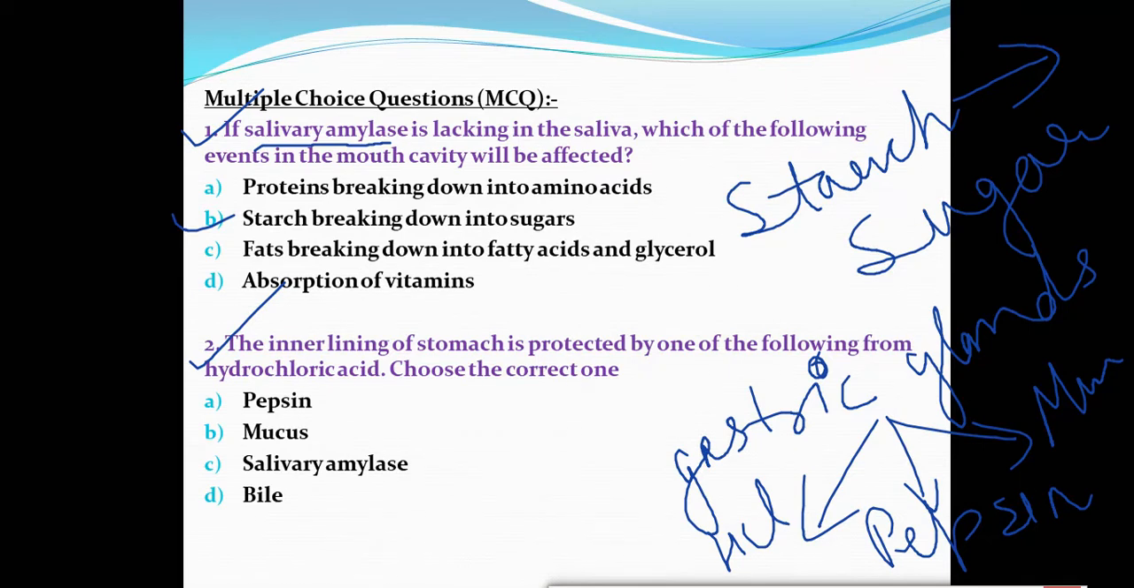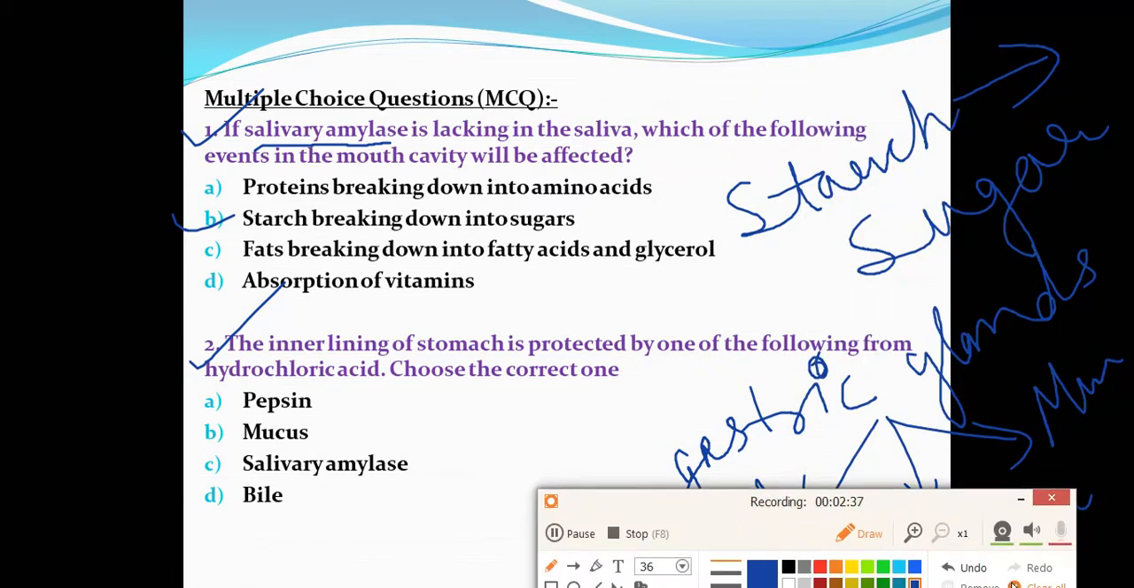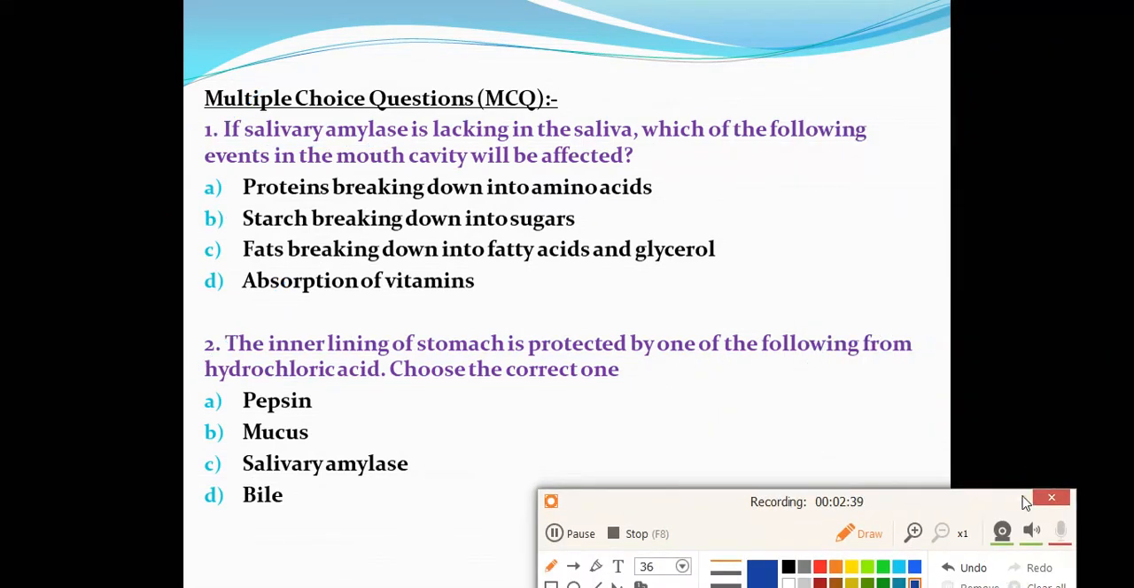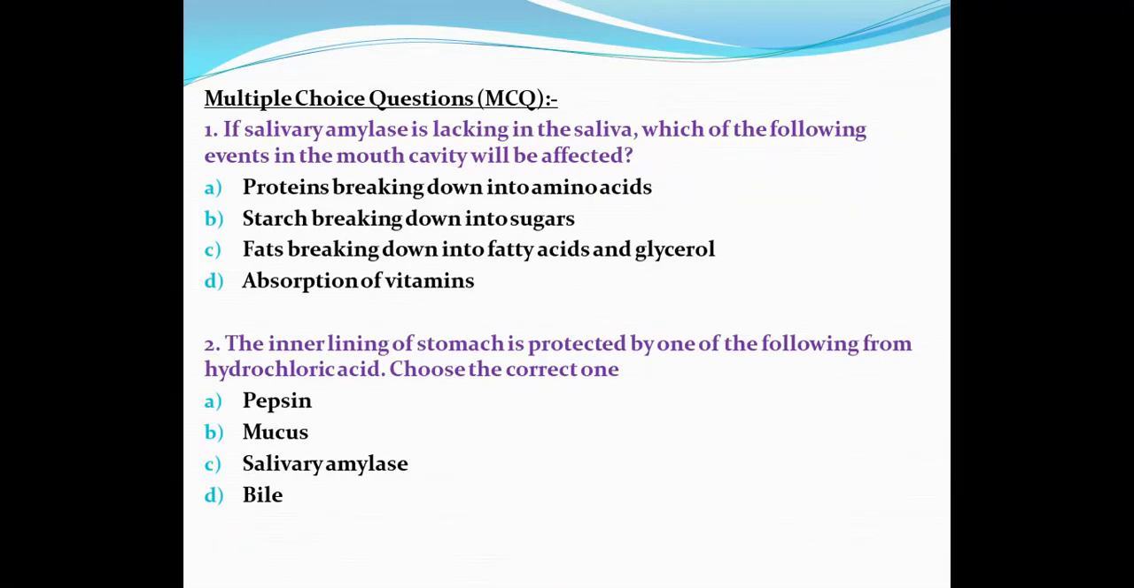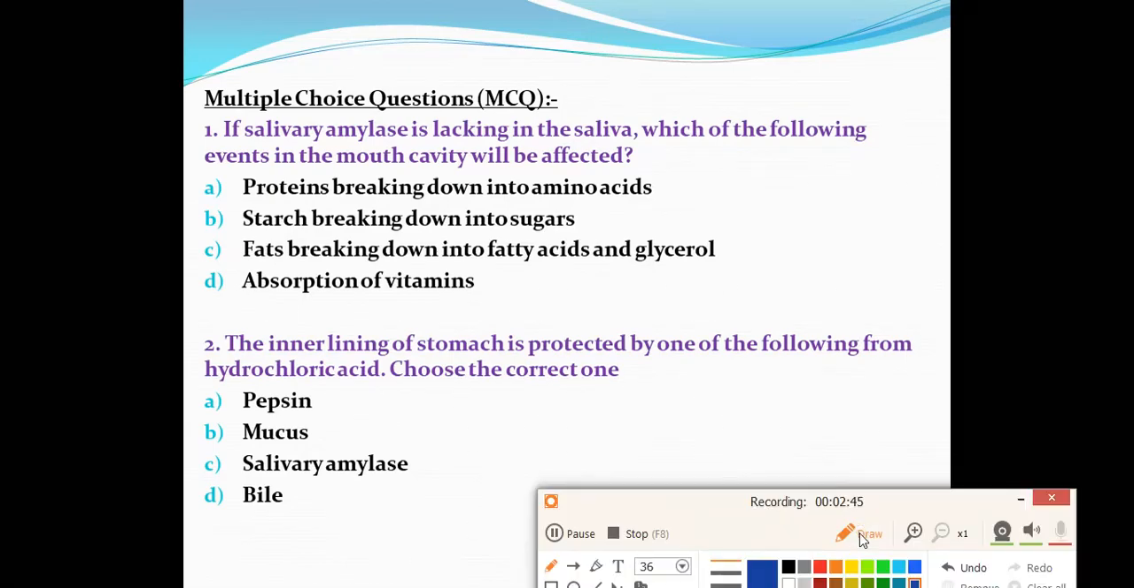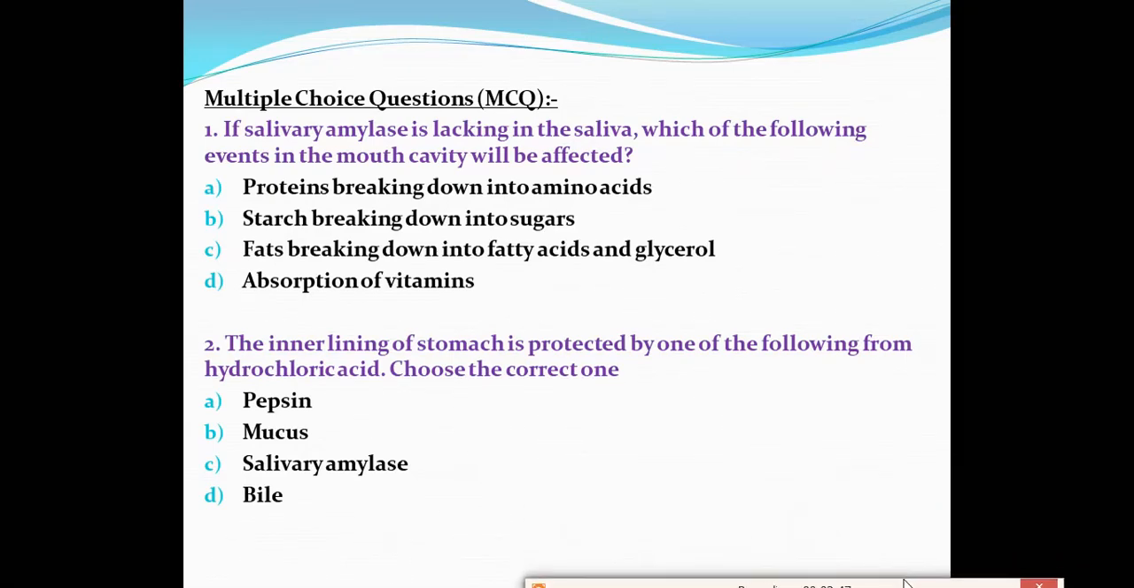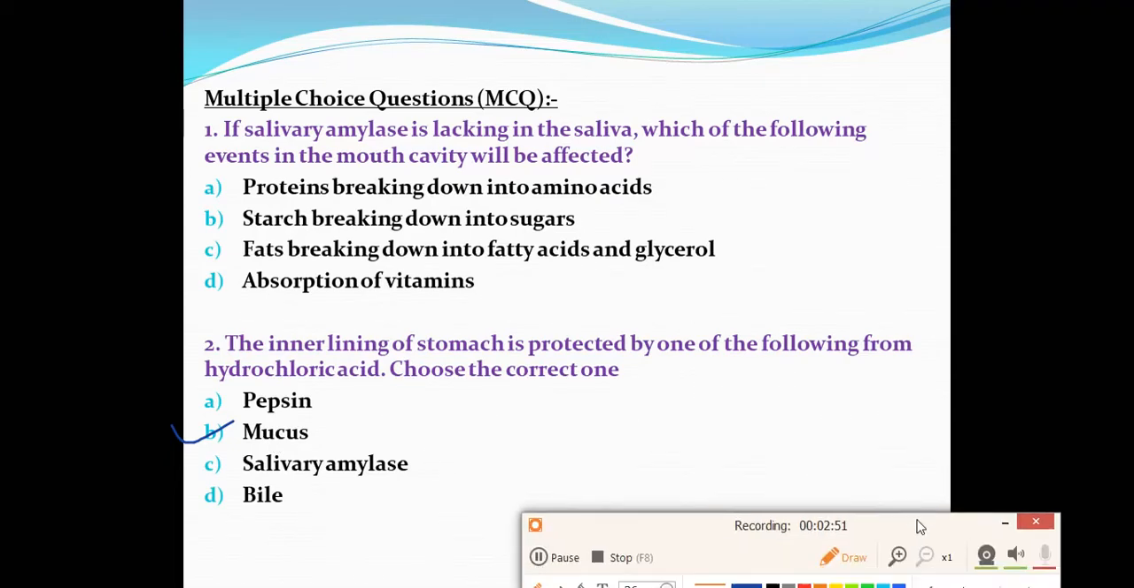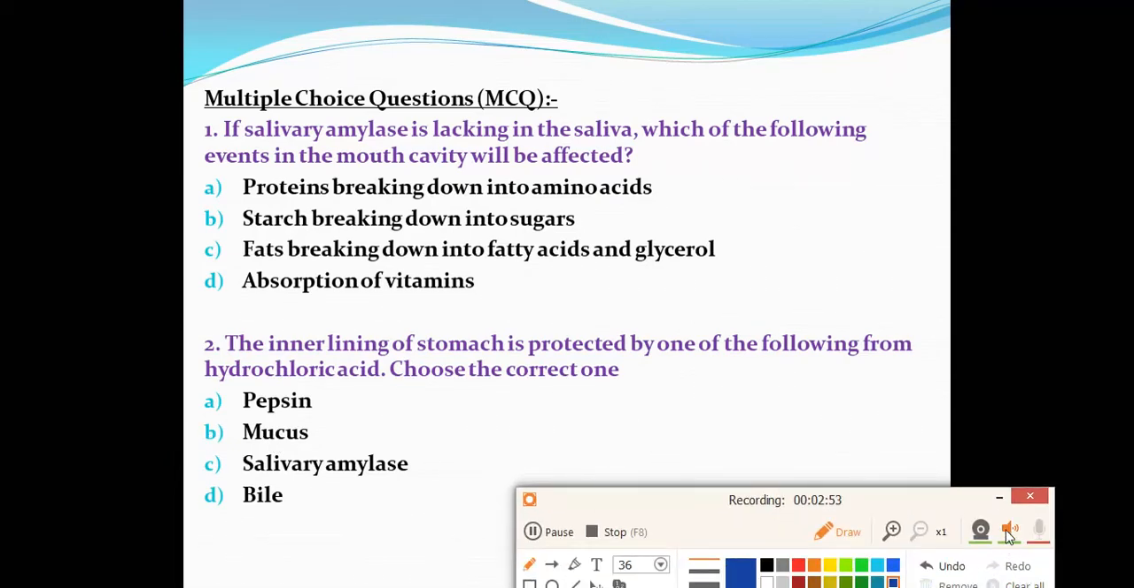So what protects the lining of the stomach from hydrochloric acid? Mucus protects the lining of the stomach from the hydrochloric acid, because you know that hydrochloric acid is very dangerous. It is very corrosive in nature. So our stomach is protected because of the mucus. So option number B is the correct answer. Now come to question number 3.